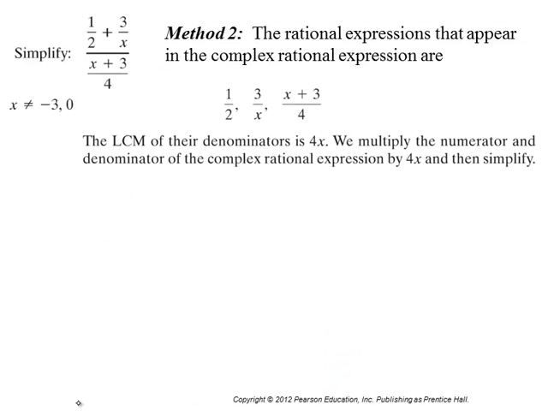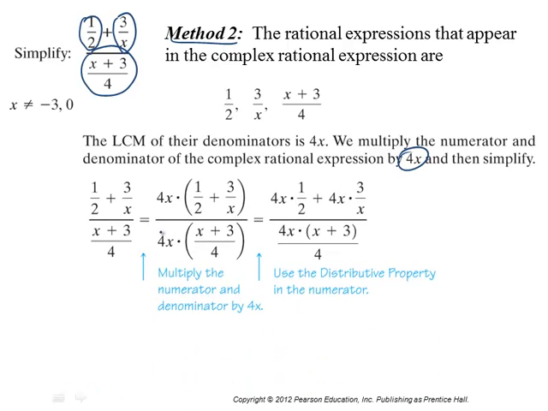Okay? Now, let's take a look at how we would do this using that second method, in which case you would take a look at this fraction of 1/2, this fraction of 3 over x, and this fraction of x plus 3 over 4. We have denominators of 2, x, and 4. So what's the least common multiple of 2, 4, and x? The answer is 4x. So multiply the top and bottom of that fraction by 4x, that you see here.